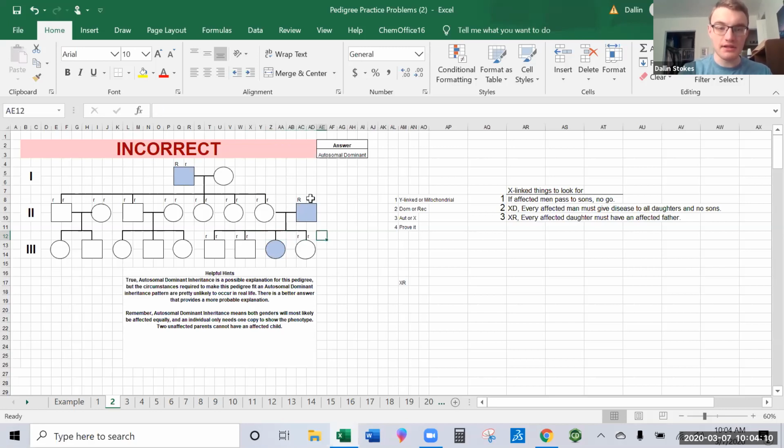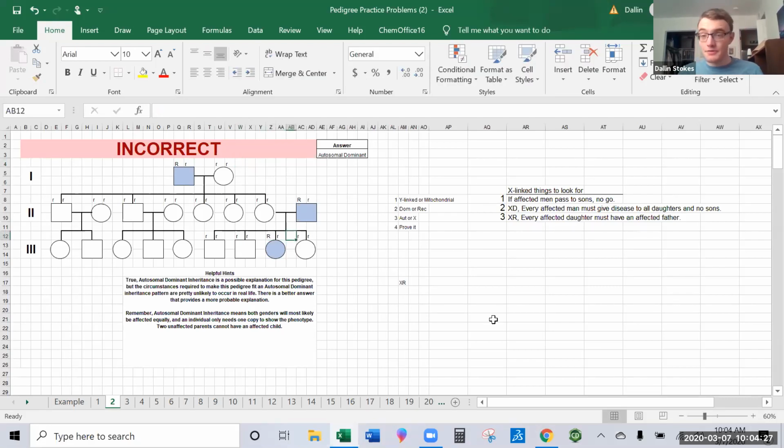Which means he has to have a little r as well. So he had to be big R, little r, because he has to have a little r to give to each child, and same here. She would have to be little r. And big R and little r come to this daughter to make her affected.